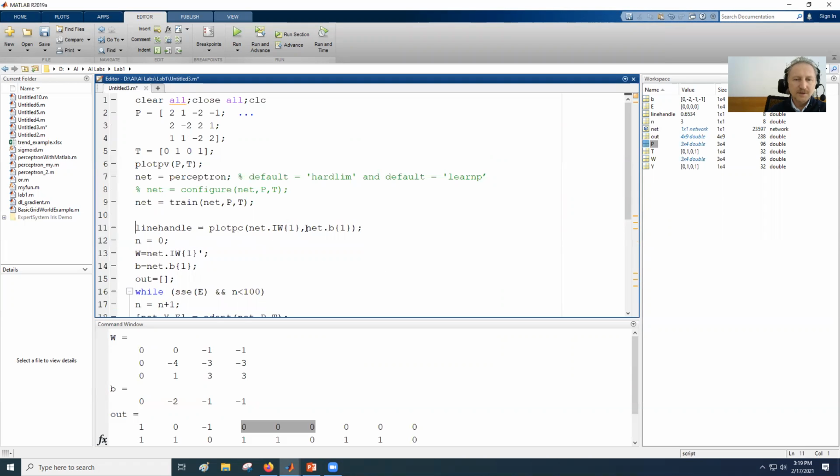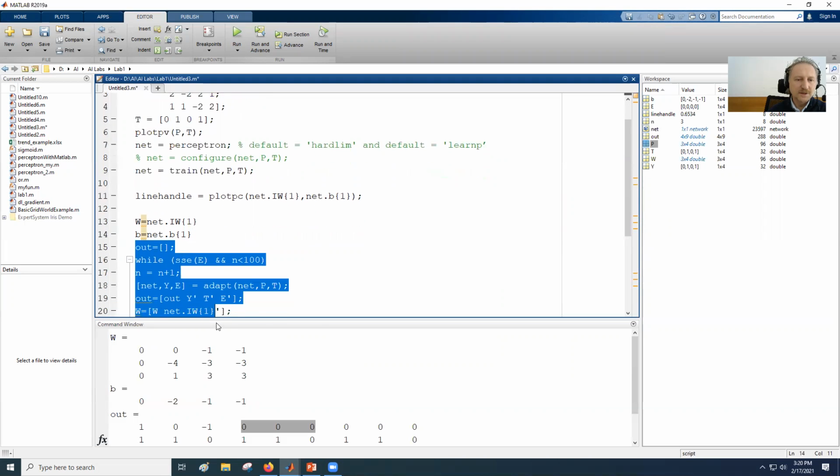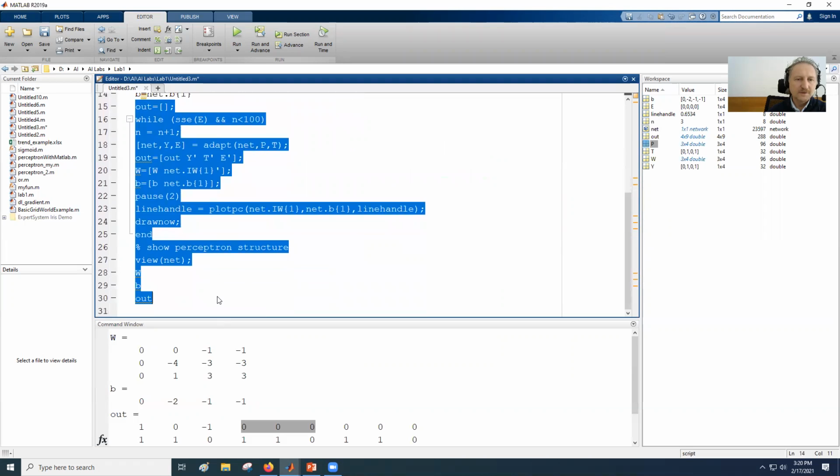To plot the result, we can leave this one. If you want to see the weight and bias values after training, we can also leave this one. All the others we don't actually need.